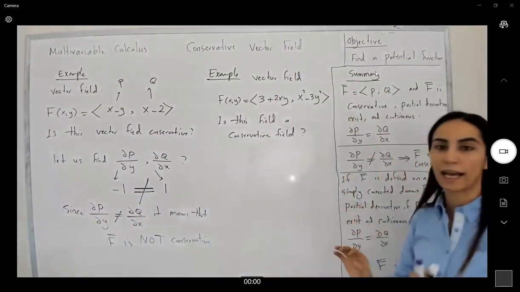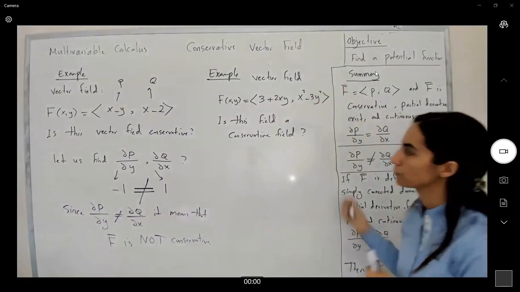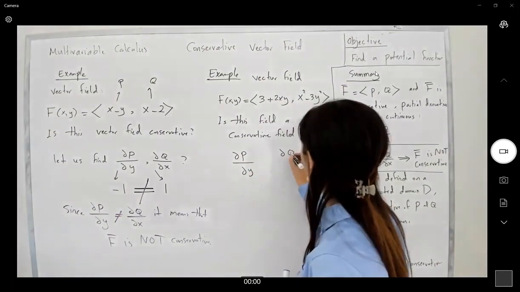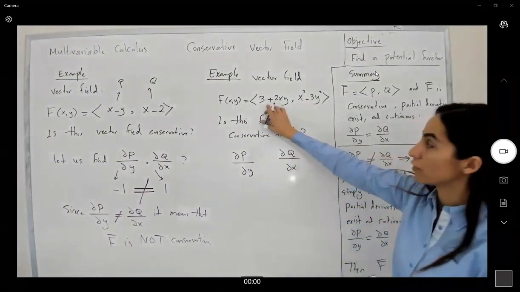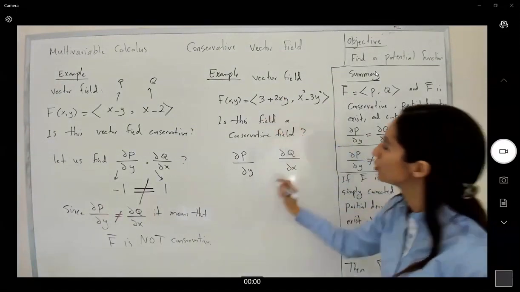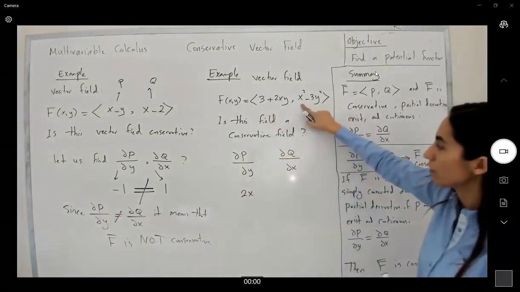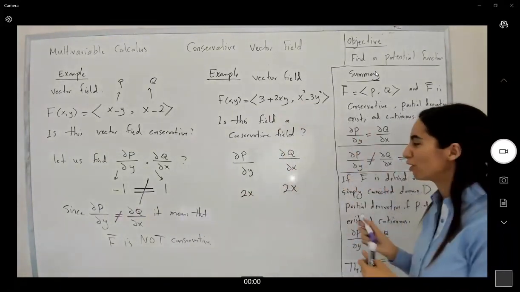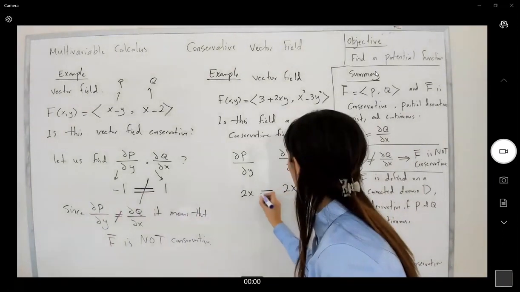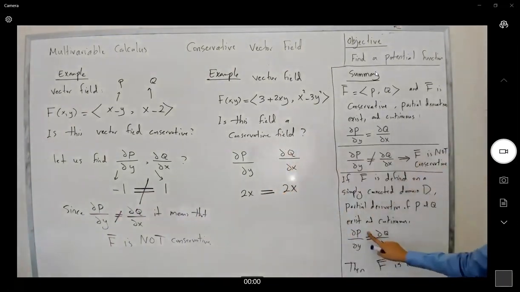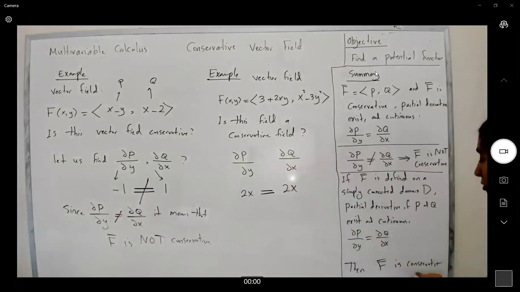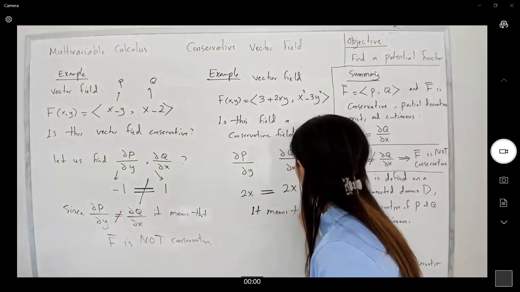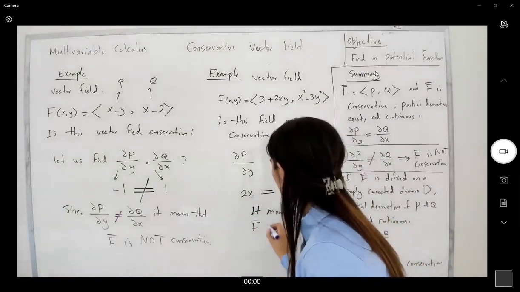We have to do the exact same thing for this second example. Find the partial derivative of P with respect to y, find the partial derivative of Q with respect to x. Partial derivative of P with respect to y is 2x. Partial derivative of Q with respect to x is 2x. As you can see, these two are equal to each other. So here partial derivatives are equal to each other. F is conservative.